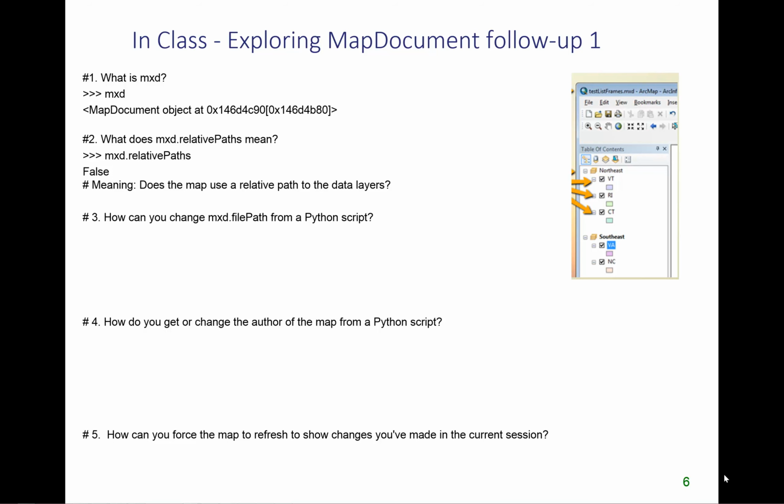How do you get or change the author of a map from a Python script? Code that looks like this. You can use an assignment statement with that property, and it has changed. The difference between these two is file path is read only and author is read and write. You have both accesses.